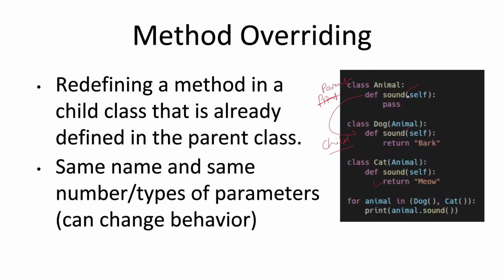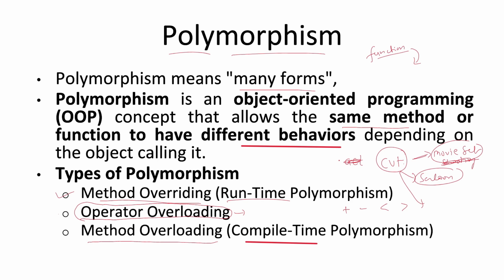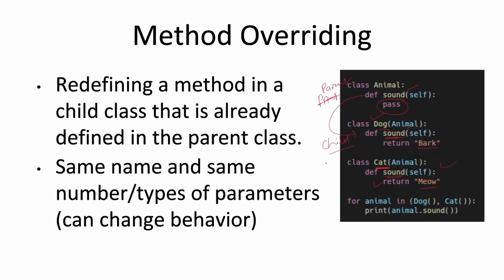As you can see here, sound has no details or implementation, but in case of dog it is bark, in case of cat it is meow. So the same method, sound, but the output is different. It depends on the context, because it is a dog or a cat. So polymorphism means the same thing can be used in multiple ways, depending upon the context.